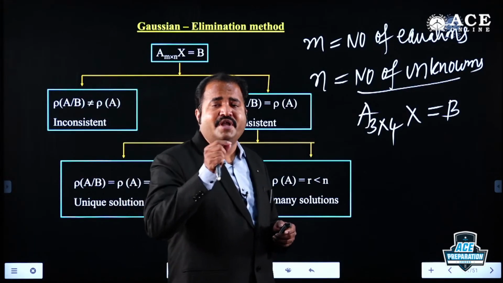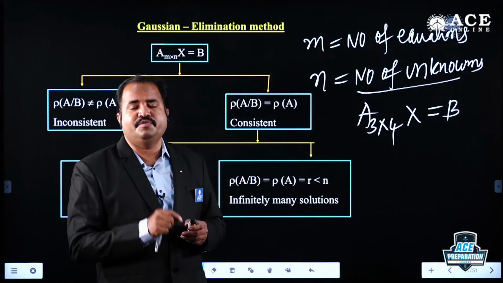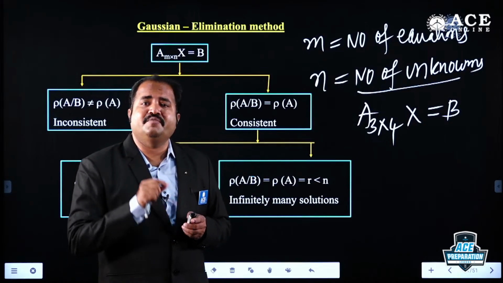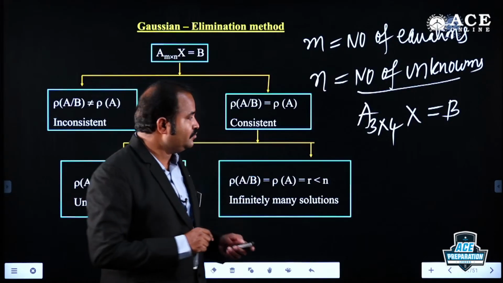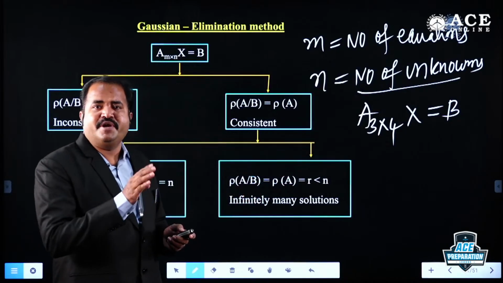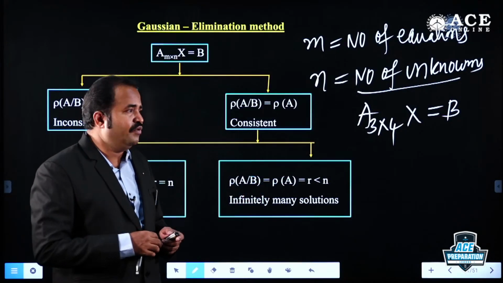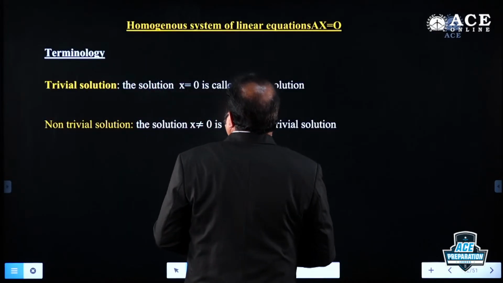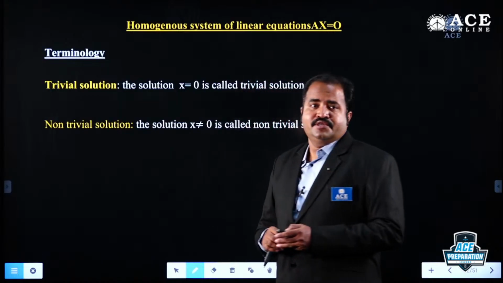Okay? So this is the method based on the rank. Please remember the important point here: M means number of equations, N means number of unknowns. Right. It doesn't depend on the determinants, just on the rank only. By using the rank we can solve any system of equations. This is about non-homogeneous systems. And what about homogeneous?